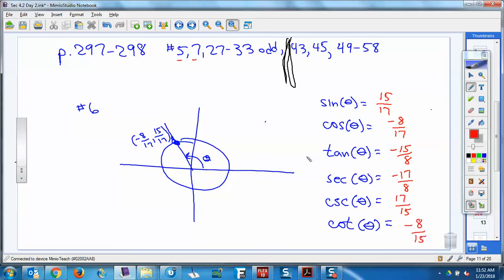Easy, right? But everything revolves around those 2 points. If you know the x and the y, you know the sine and the cosine, you get tangent, you get the reciprocals, you get everything else.